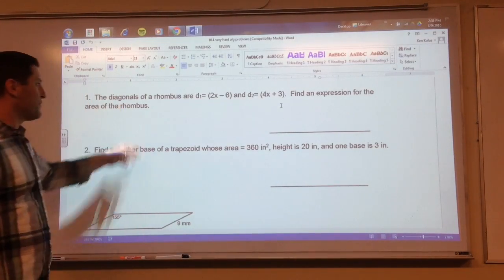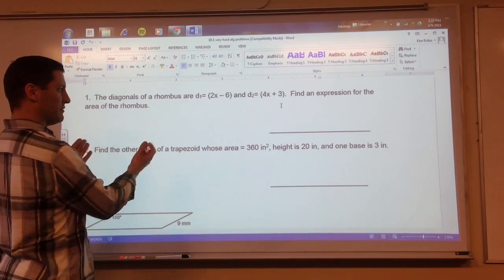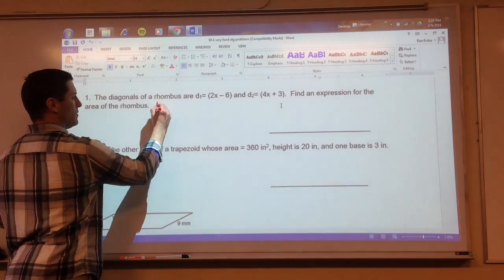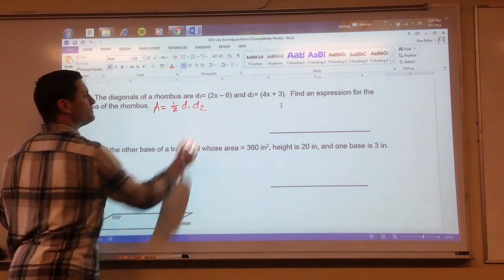Alright, number one, the diagonals of a rhombus are D1 and D2. Find the expression for the area of a rhombus. Look up an area formula, you should be able to write it down. 1/2 of D1 times D2.